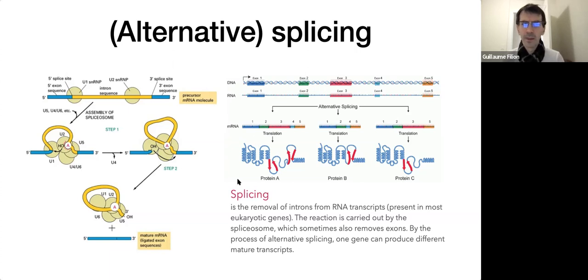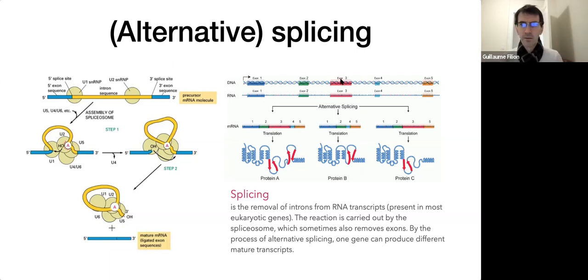That's the question. So splicing is the removal of introns from RNA transcripts. They are present in most eukaryotic genes. Most genes have introns. The reaction is carried out by the spliceosome, which sometimes also removes exons. It doesn't only remove introns, it can remove exons as well. By the process of alternative splicing, one gene can produce different mature transcripts. Okay, so when you sometimes remove exons, sometimes not, that's called alternative splicing. And so it just means that you have one gene, one structure, that will produce different RNA.